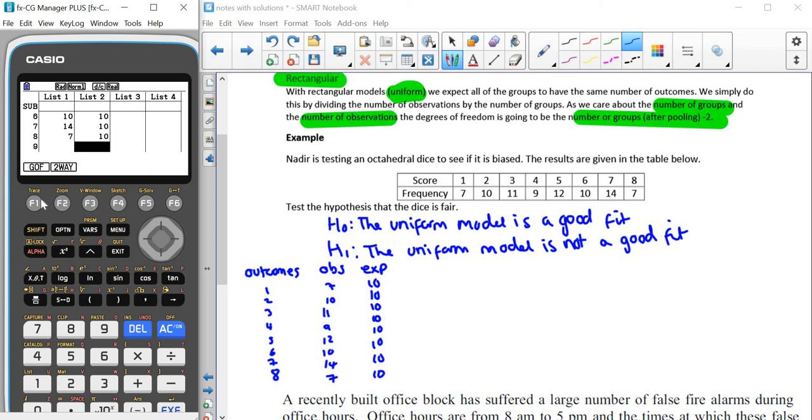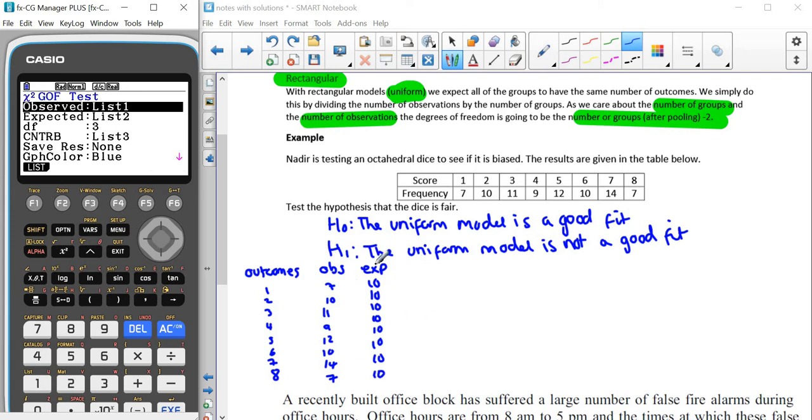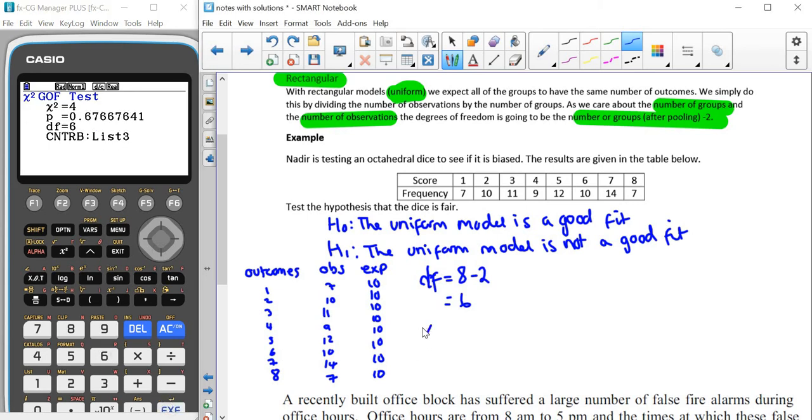Test, chi, goodness of fit. None of our expected values are less than 5, so our degrees of freedom is going to be 8 minus 2, which gives us 6. Yes, I put my observed into list 1 and my expected into list 2. And that gives me a chi-squared value of 4, which is my test statistic.